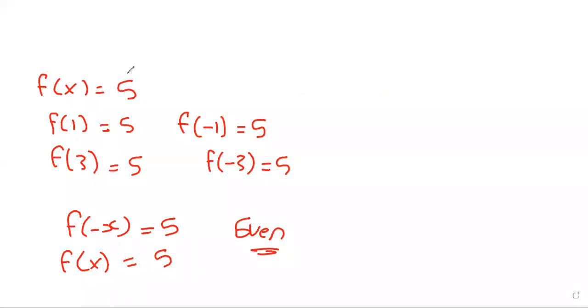F of x is 5. This function is an even function. Why is that? Because if we find the value of any x and minus x, negative x, it will be the same. So this function is even. And if I have f of x equals x raised to the power of 4 plus x squared minus 1.